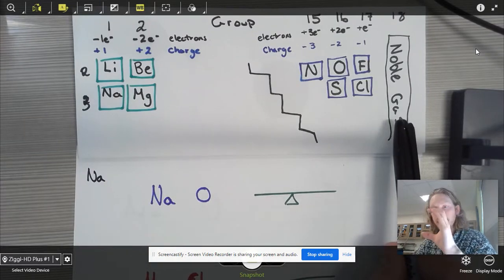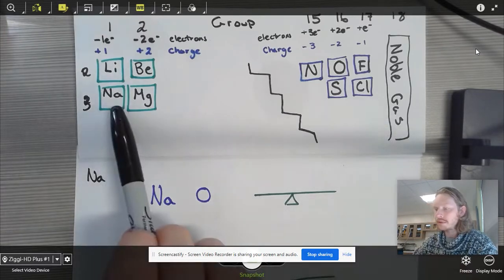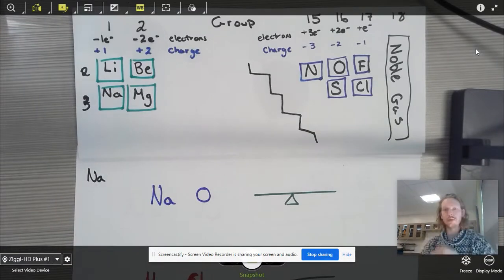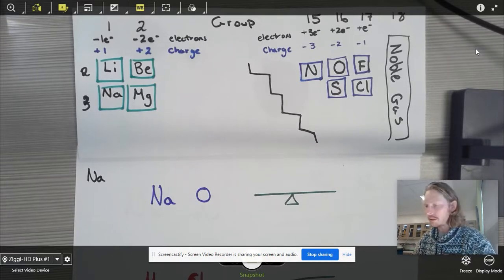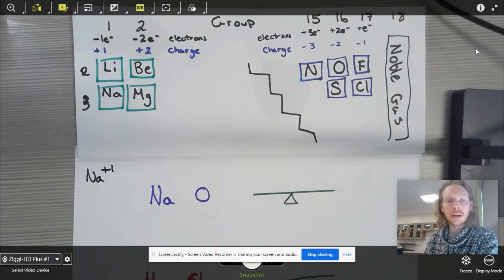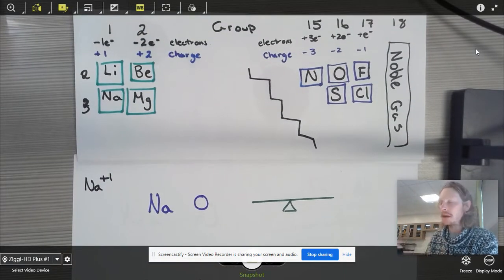So sodium is looking to lose 1 electron to become stable like the noble gases, right? It wants to have that complete valence shell. It has 1 extra right now. If it loses 1, it'll have a full valence shell, stable, happy. Okay, so sodium is plus 1, right? It loses 1 electron. If you lose something bad, that's good. Okay, you gain a charge.